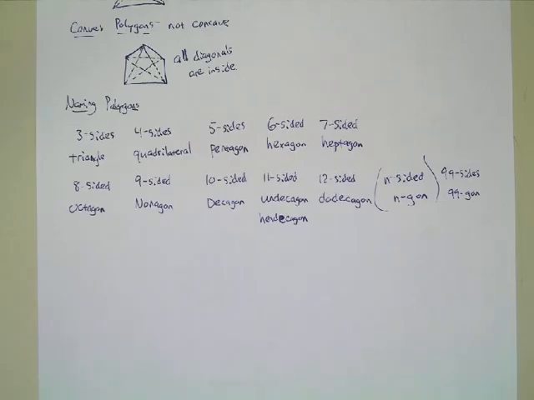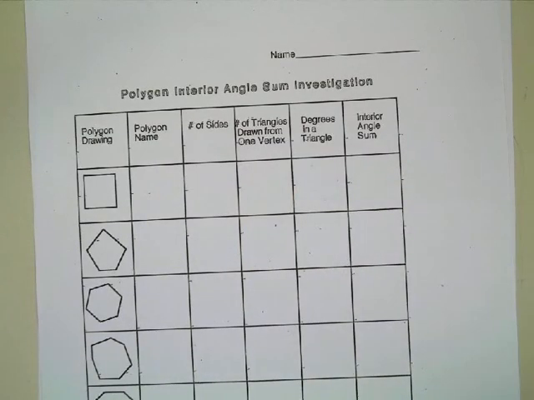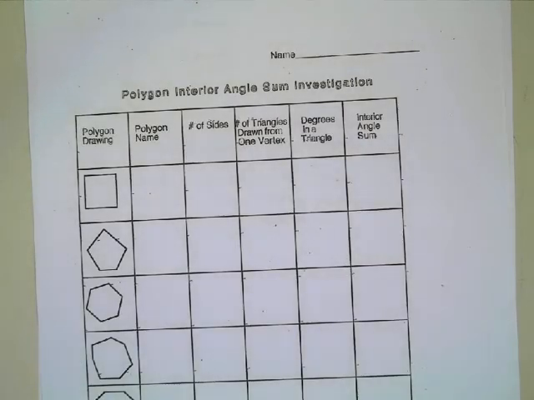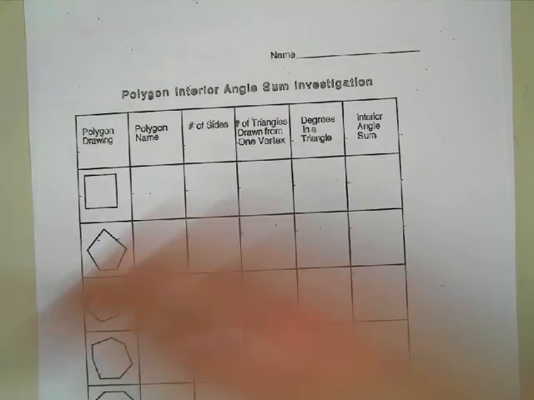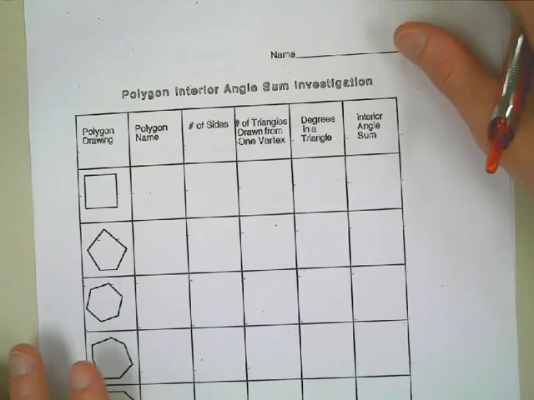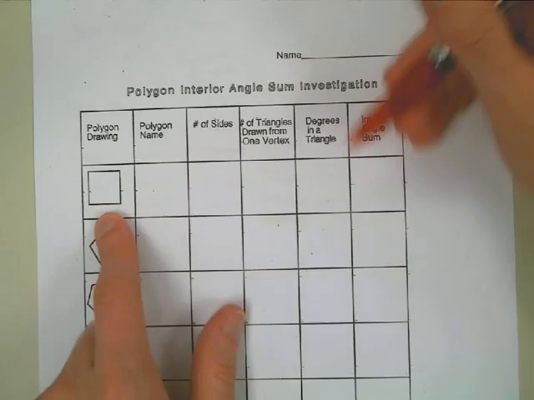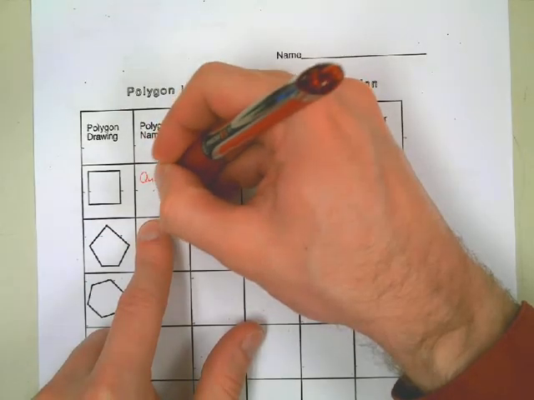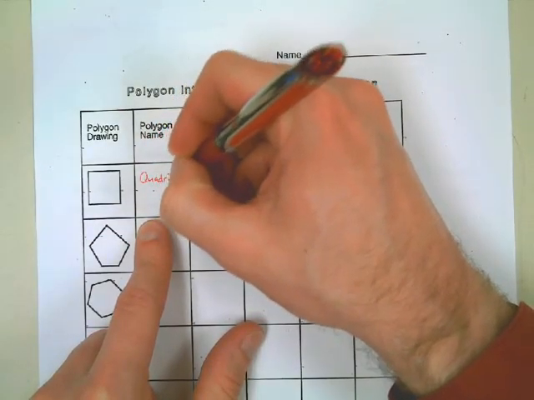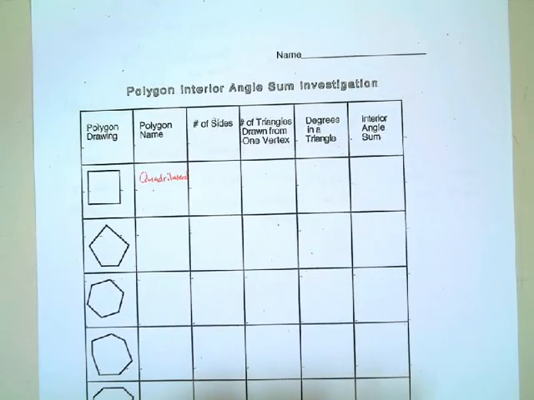So, I gave you this sheet to try and find if there's a relationship for the interior angle sum of a polygon, right? For example, we know one for sure, and that is a triangle. If you add all the angles up in a triangle, that should add up to 180. Okay, some of you may also know what it's supposed to be for a quadrilateral. Does anyone know what the quadrilateral's interior angle sum is? It's 360 degrees. That's right.